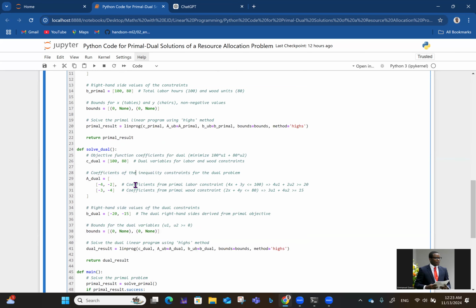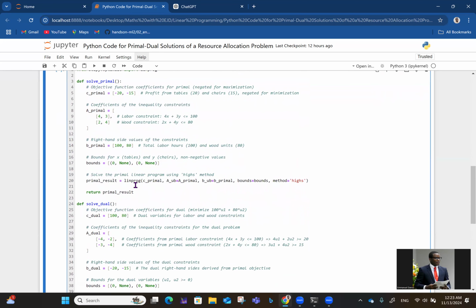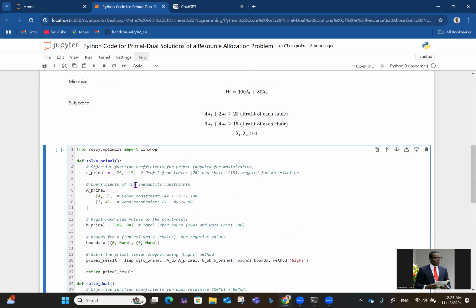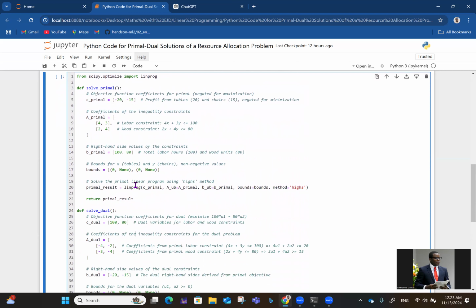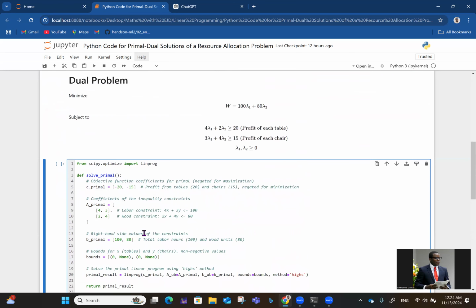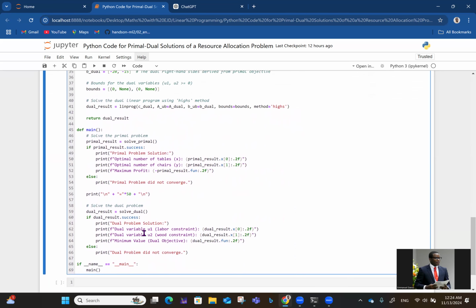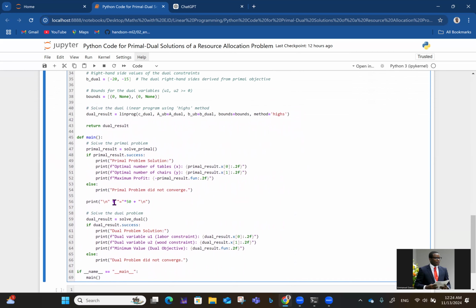We also do the same for the dual. Now we have 100, 80 as our dual objective function now. But then you now negate the values of the constraints for the minimization problem. So you see, for maximization, we negate the values for the objective function while we leave the constraints the way they are. But for a minimization problem, we leave the objective function the way it is and negate the constraint coefficients, as we see in lines 30 and 31. And then of course we also negate the right-hand side, 20 and 15.